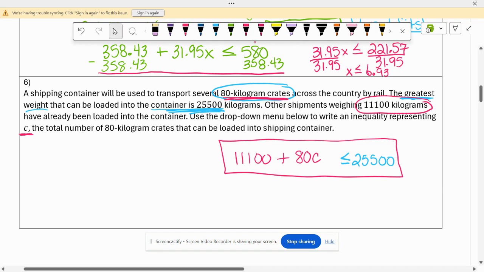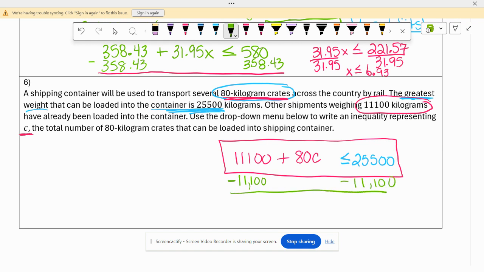So how are we going to solve this? What do you think, Carla? What would you do? Yeah, subtract 11,100 from both sides. I agree. So Carla, will you do that math for me and tell me what you get? $14,400.